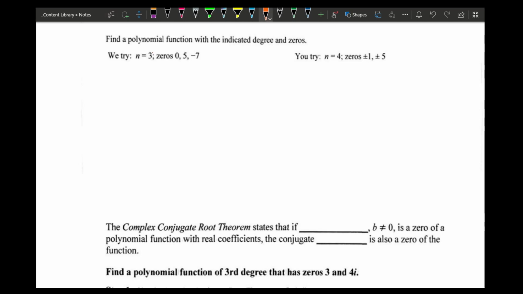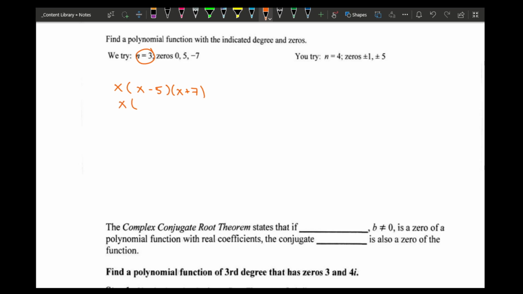So this guy, all right, n equals 3, so I'm going to have 3 factors, right? Should be a cubic function. My zeros are, well, 0, so x. I've got an x minus 5 and an x plus 7. This works the same way. So I'm going to multiply the binomials and then put the x in there with distribution.